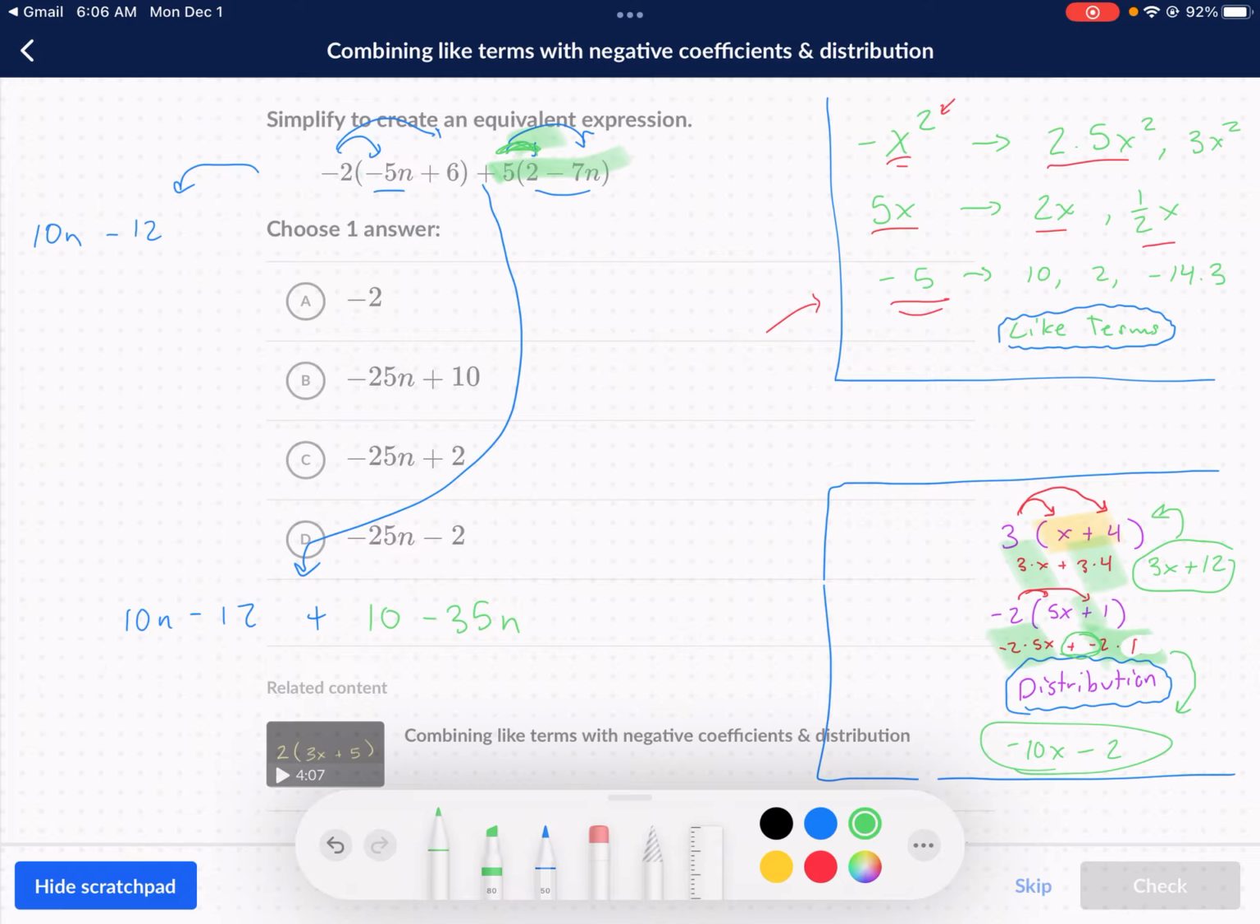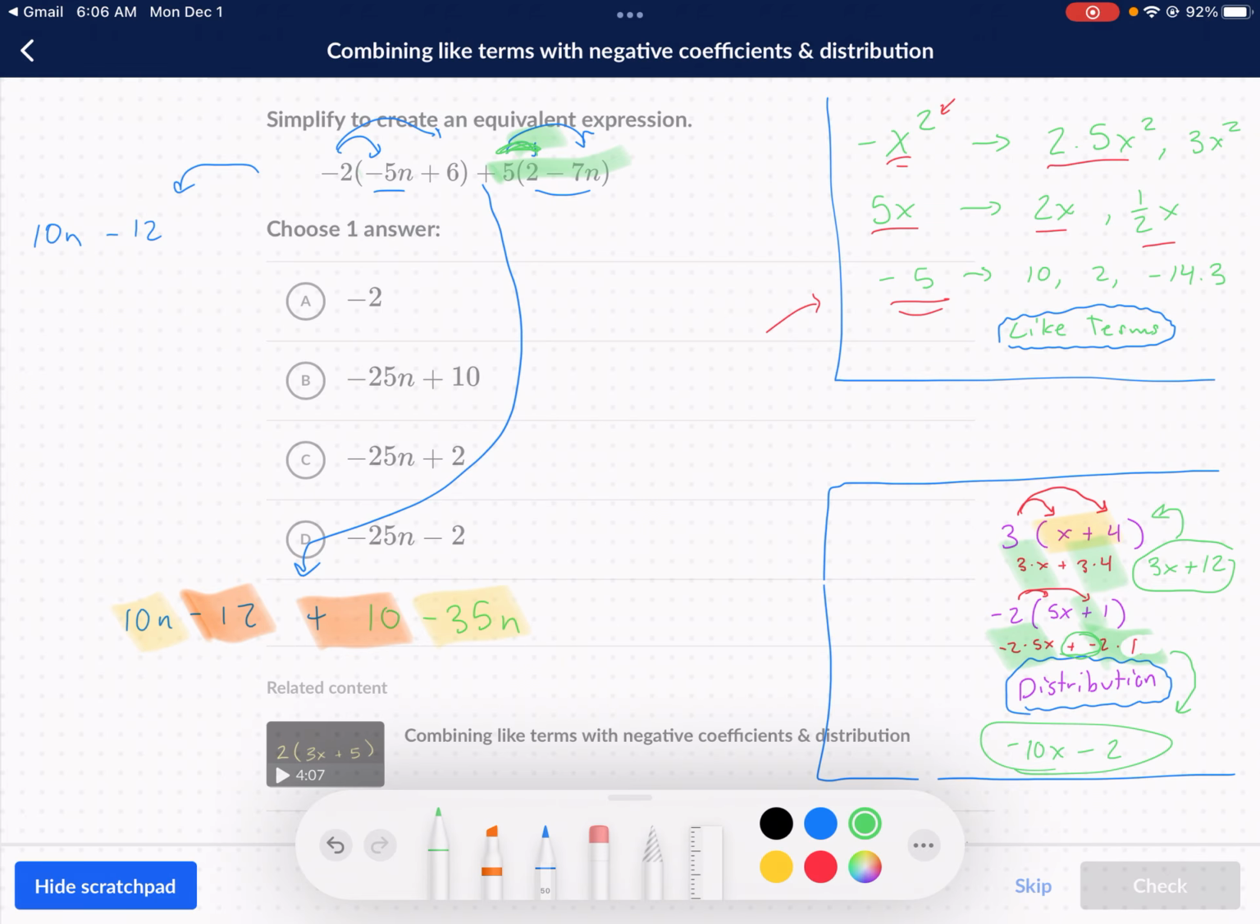Now, this is the part that I like to do with a highlighter or different types of underlining. So I have a 10n and a -35n. Those are like terms because they have the same variable. Let's get another color here, maybe orange. Then I have a -12 and a positive 10.